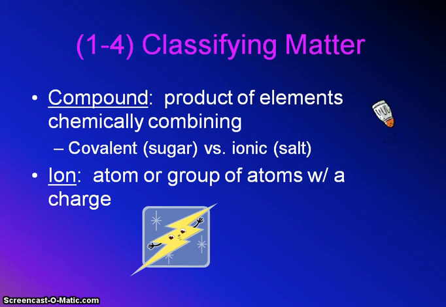An ion is an atom, or it can be a group of atoms, that has a charge to it. So it has either given away some electrons or gained electrons in order to get that charge, and that is an ion.